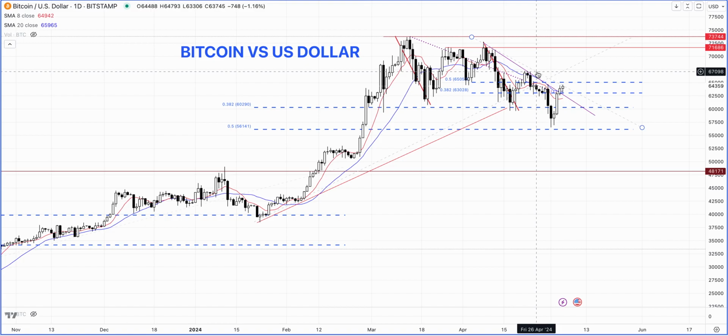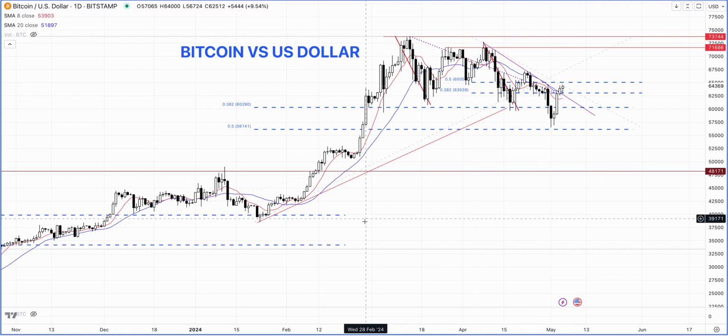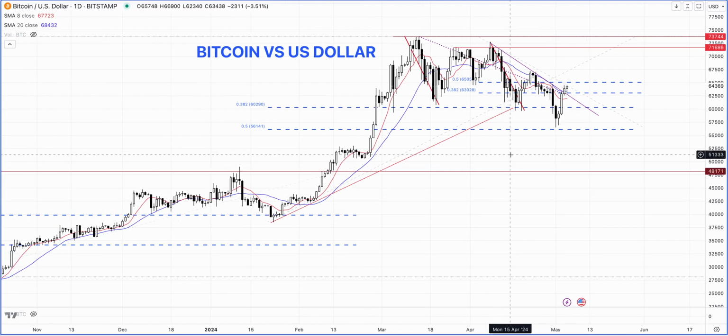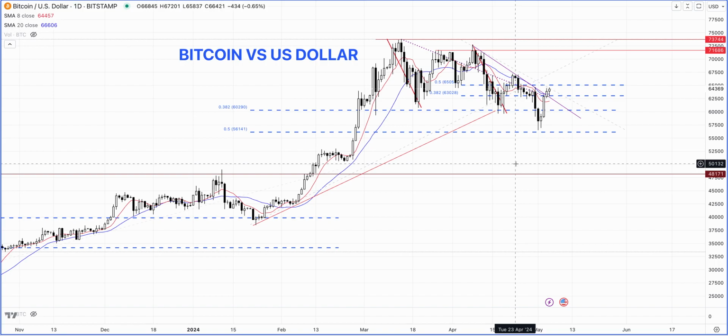And if it begins to close above the 67,000 by taking this swing high out, then maybe this pullback that we have seen to the 50% is all that we were going to see, especially with the weakness in the US dollar likely to continue, and then Bitcoin could actually be moving higher, maybe a lot higher.